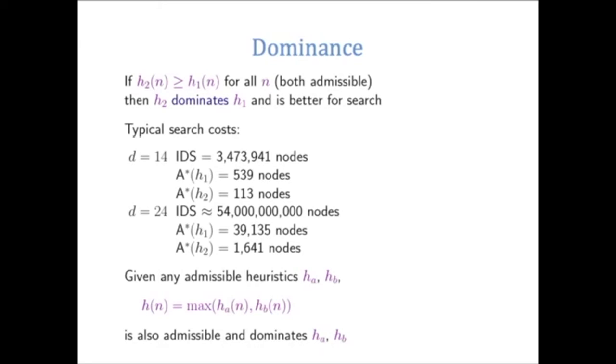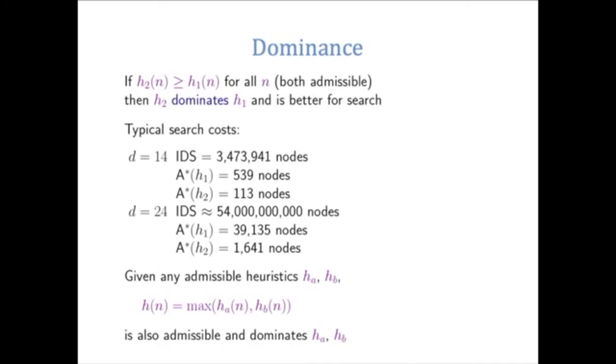So let's see how much using an admissible but not particularly good heuristic might cost us here in the context of the 8 puzzle. If it turns out that the depth of the solution for the 8 puzzle was at level 14, well, iterative deepening search would involve something like 3,400,000+ nodes. A star with our H1 heuristic, that is the number of tiles out of place, is pretty good because it gets to the solution in only developing 539 nodes. But A star with our H2 heuristic, the total Manhattan distance, does it in 113 nodes.